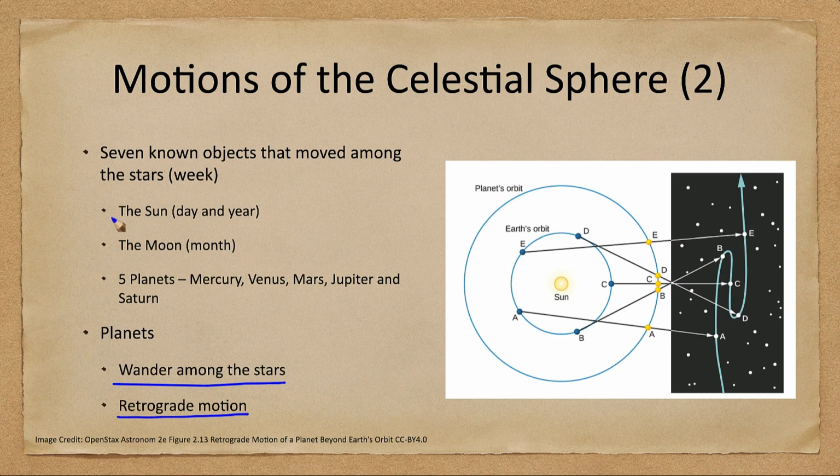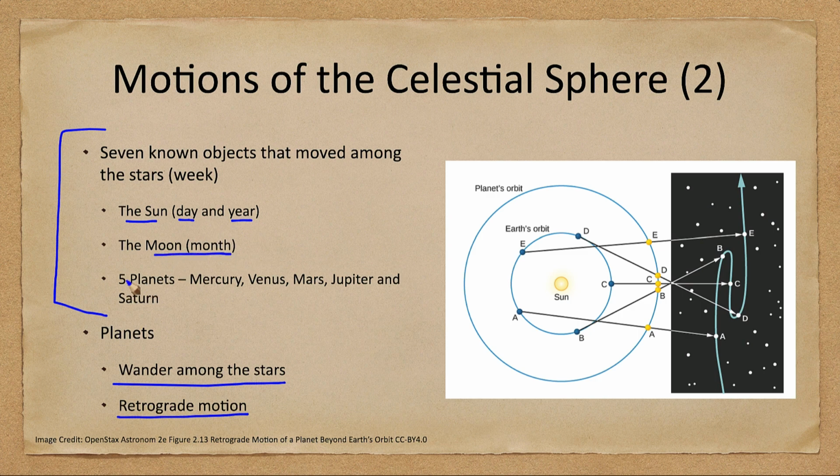We also use the astronomical objects for time. So, for example, the sun gives us our day and year by the rising and setting of the sun, technically the rotation of Earth, and the path of the sun through the constellations. Again, the Earth revolving around the sun, but that gives us our year. The moon gives us our month.